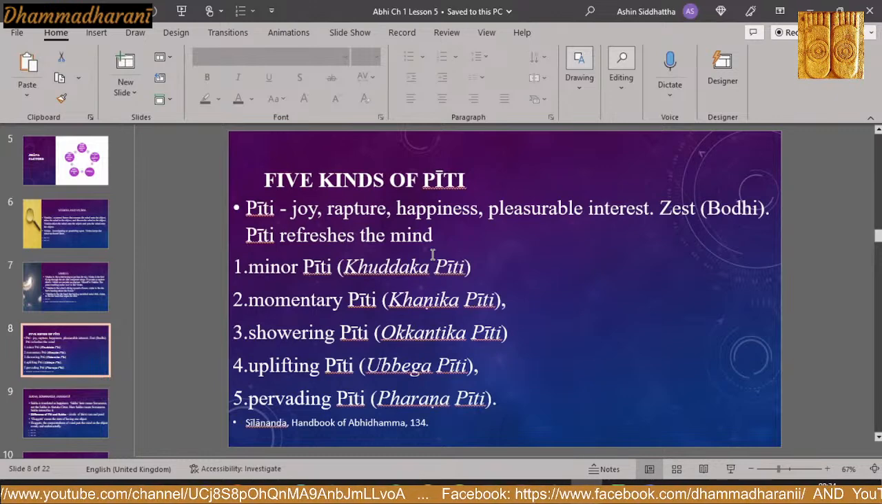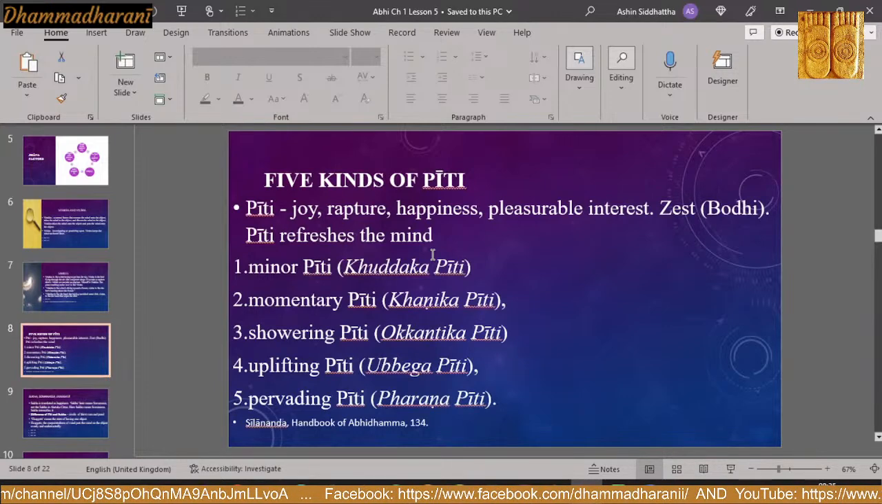Then she said, I don't know what happened. When I was thinking about the ceremony, the Buddha's attributes, and listening to the sound of the ceremony, rapture arose in my mind. After that, I know only this incident: I am in front of the pagoda. So that's the nature of Ubbega Piti. It can uplift our body.